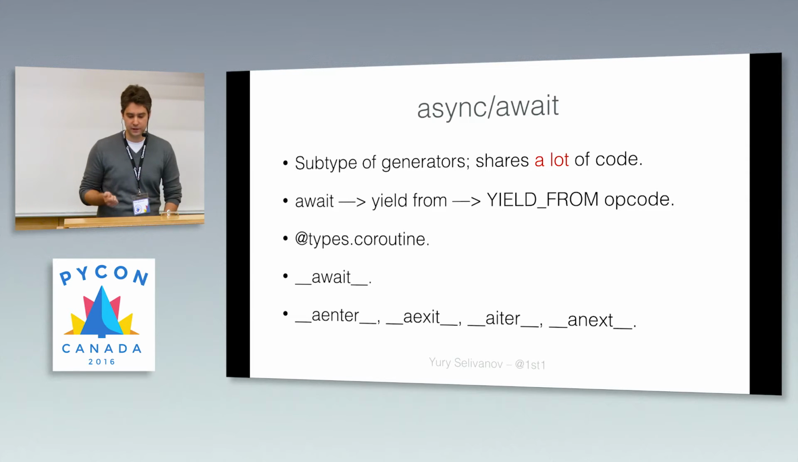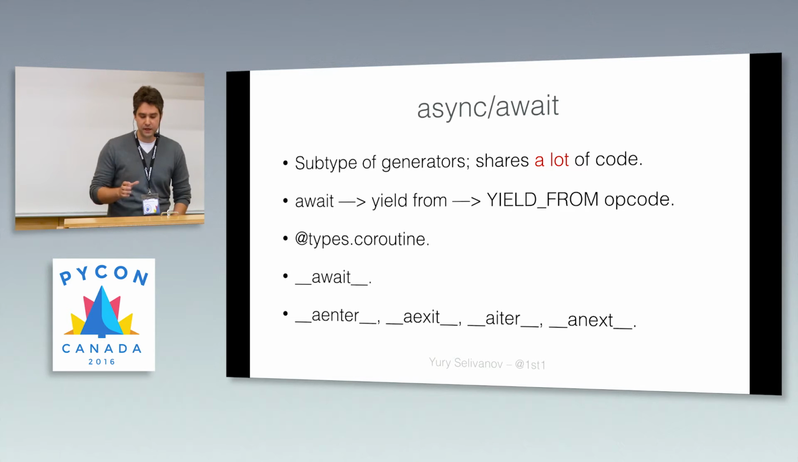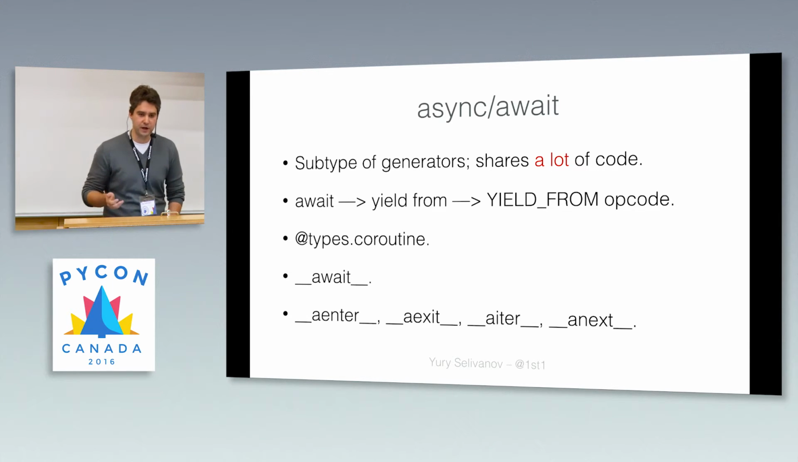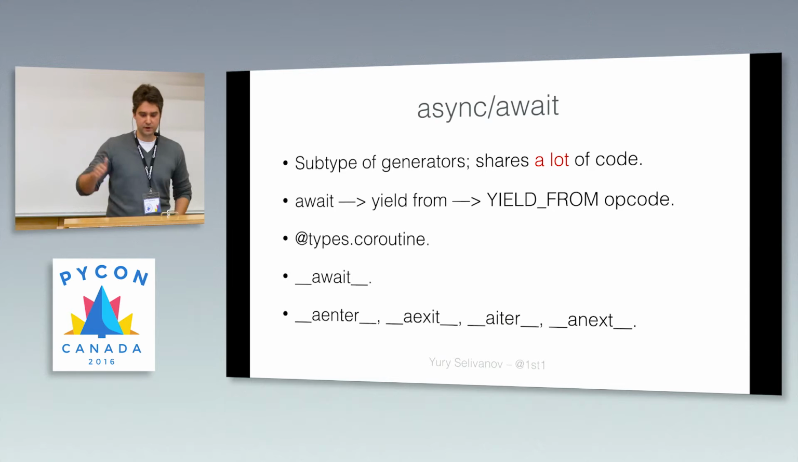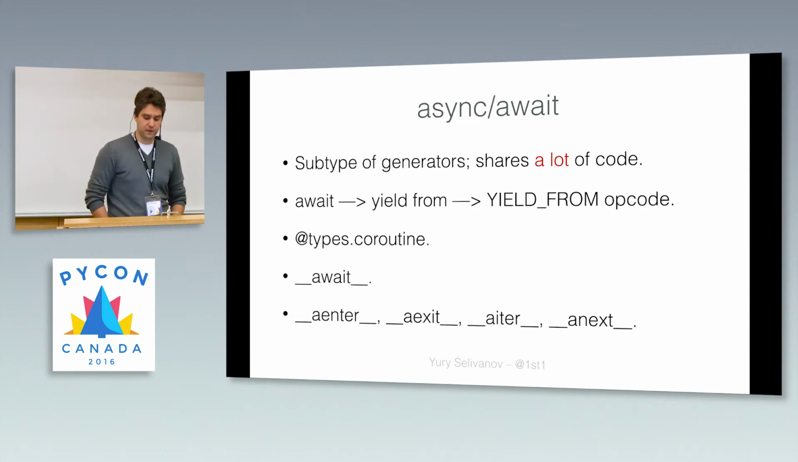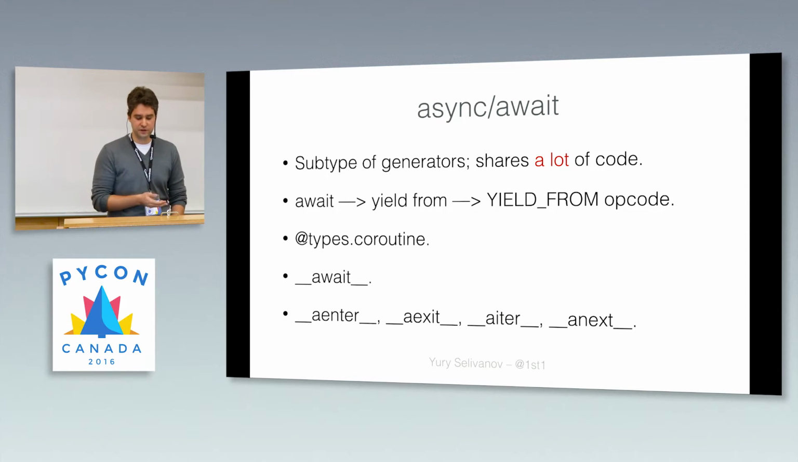Internally, async await and coroutines are subtypes of generators, but only in the implementation. So they share the same memory layout, they share all the code around them with generators, but on the Python level, they are completely distinct types. The await expression, for instance, compiles to yield from internally. It uses the same opcode.